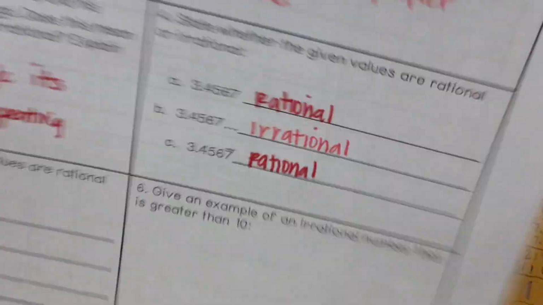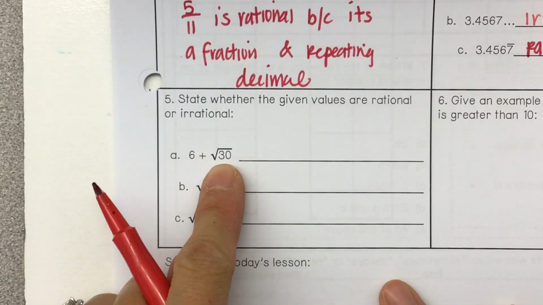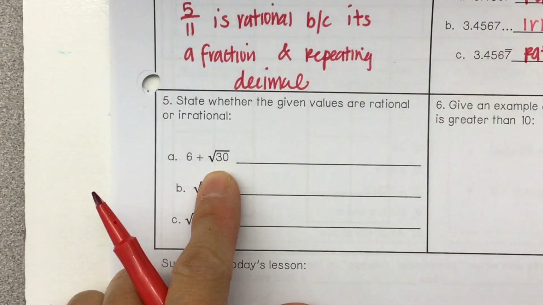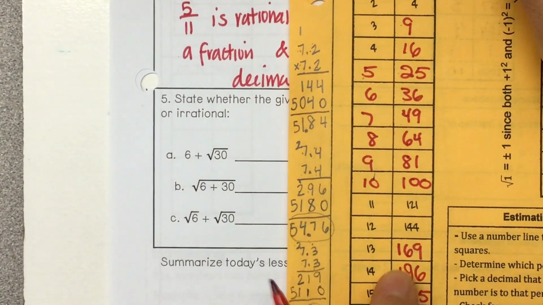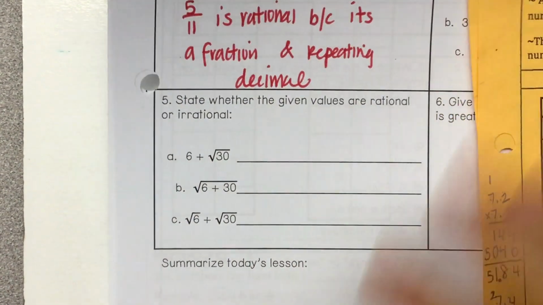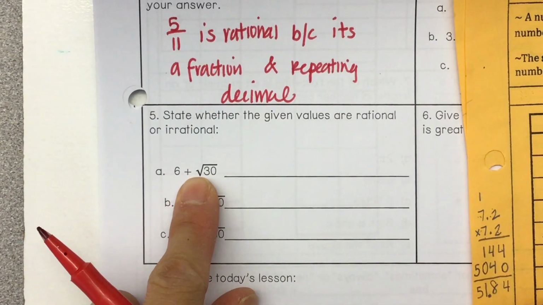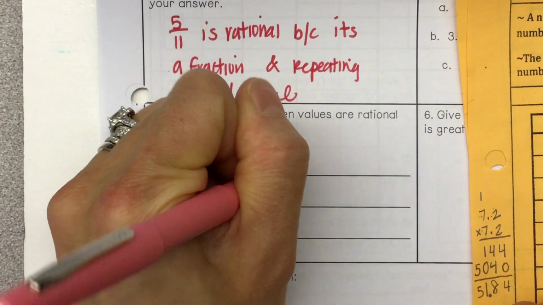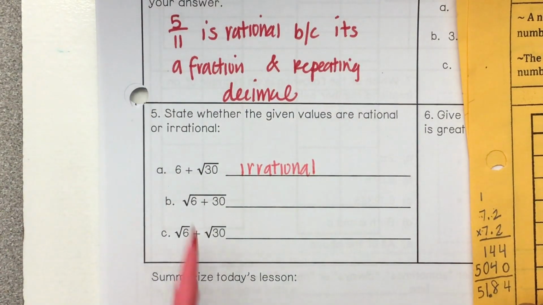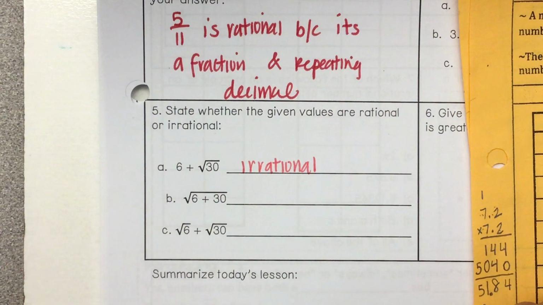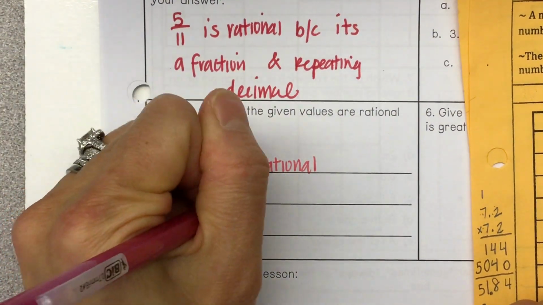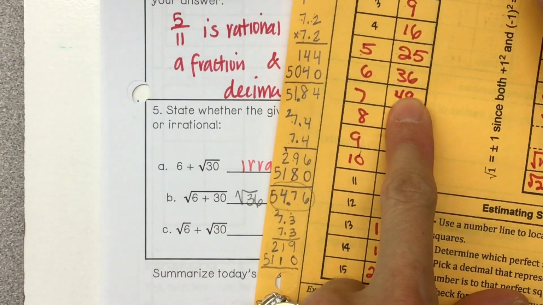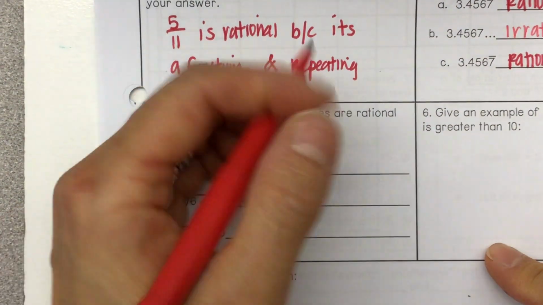Okay, scooting to 5. So 6 plus the square root of 30. Is the square root of 30 a perfect square? Nope, it's not on our list. So you're adding a 6 plus an irrational number, so that means it's still going to be irrational. 6 plus 30 inside the square root. 6 plus 30 is square root of 36. That one, 36, is a perfect square, so that is rational.